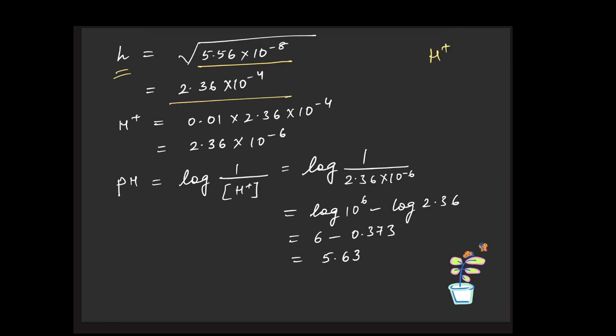H plus ion concentration is 0.01 into h. So 0.01 into the value of h, where degree of hydrolysis is 2.36 into 10 to the power minus 4. Solving, H plus ion concentration is 2.36 into 10 to the power minus 6.